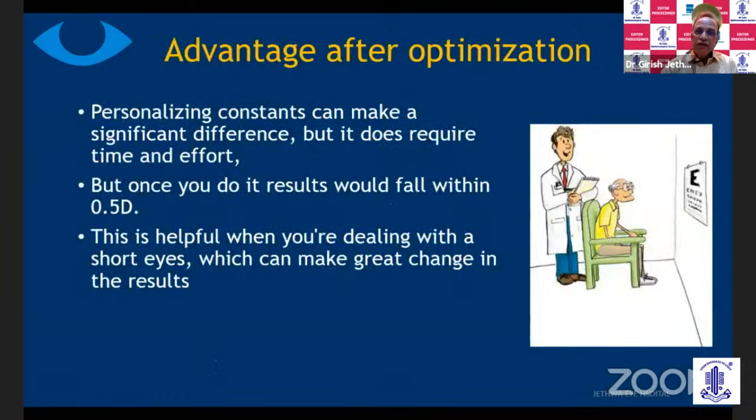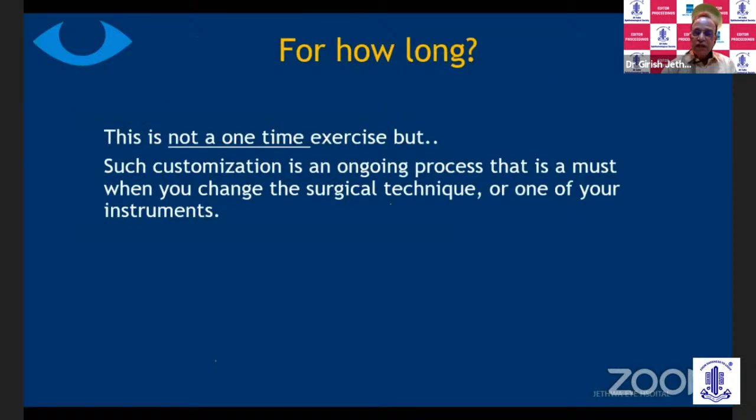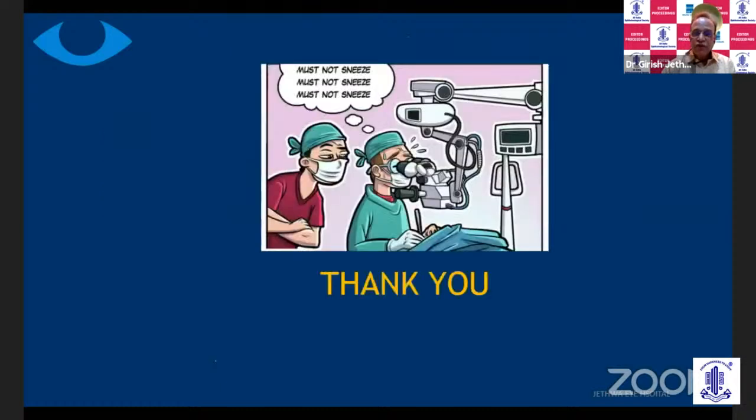So the advantage of optimization is you have a significant difference, because it does require time and effort, but the results are good, and you fall within 0.5 diopter of the residual error. This is helpful when you are dealing with a short eye, and it has a great change in the results. But keep in mind that this is not a one-time exercise, because you have to do this exercise repeatedly, as such customization is an ongoing process. And when you change the surgical technique or you change one of the instruments, you have to do this exercise again. Thank you for your kind attention.